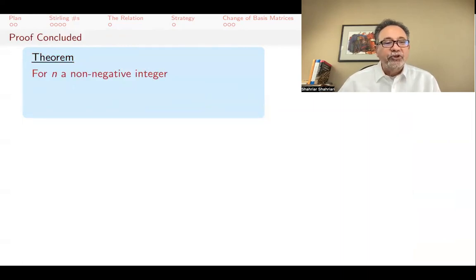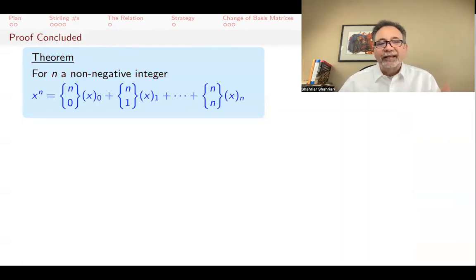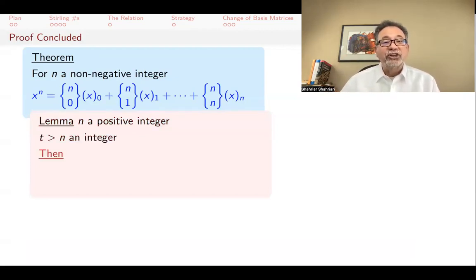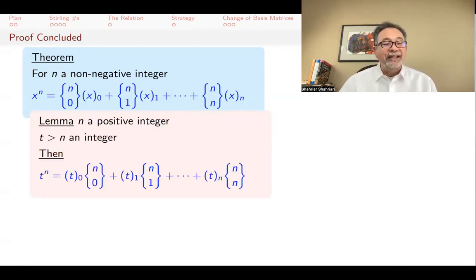Okay, so the thing that I want to prove again is that powers of x can be written as falling factorials using Stirling numbers of the second kind. And the thing that I reduced it to, on the previous slide, was that if you pick an integer greater than n, then the identity works.